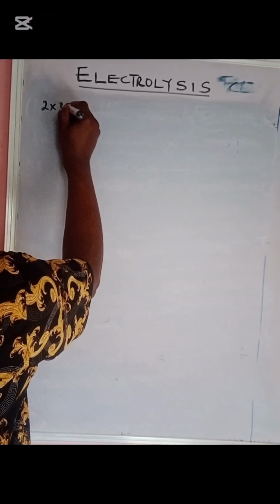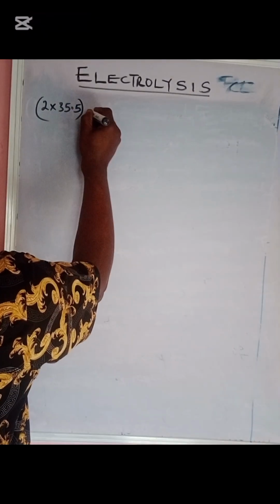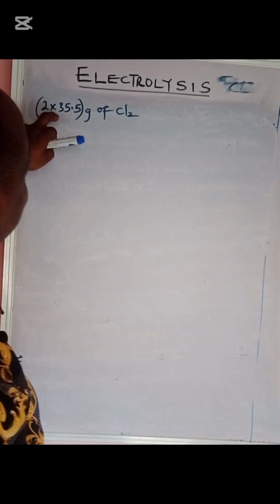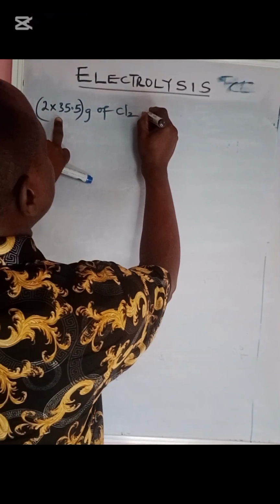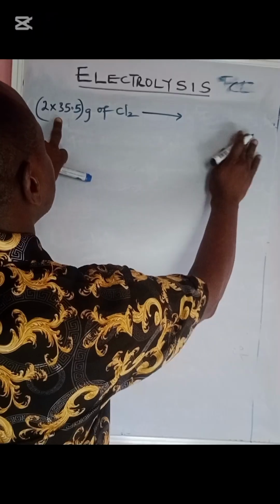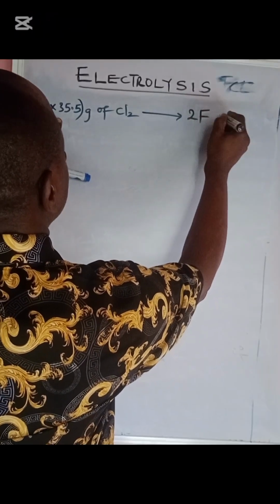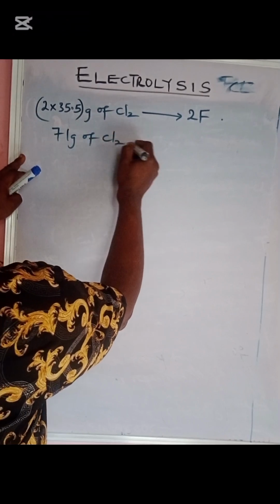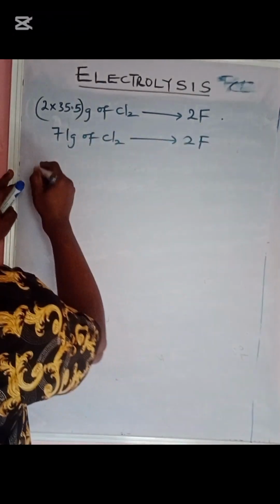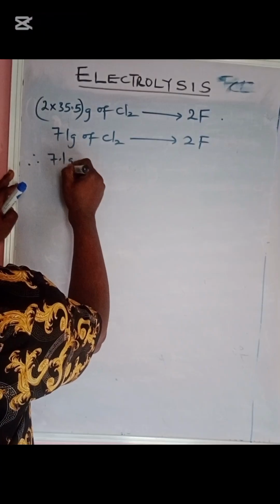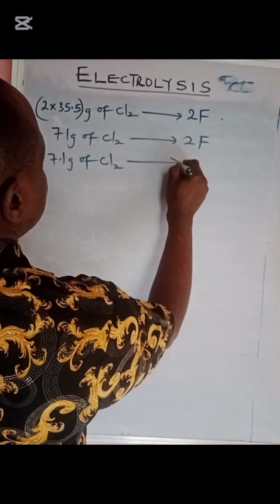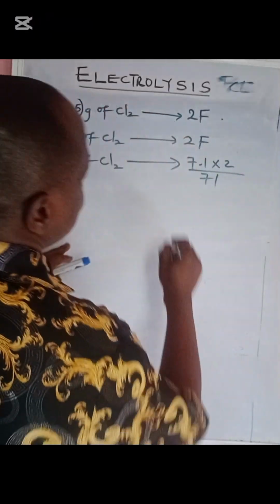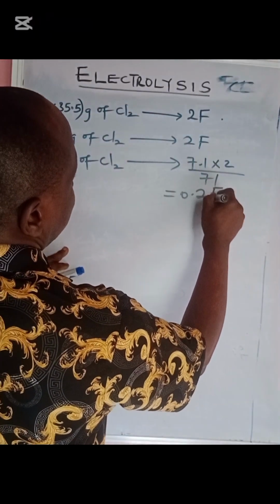2 times 35.5 gram of chlorine gas, this is the atomic mass of chlorine, is equal to 2 Faraday. So meaning 71 gram of chlorine gas requires 2 Faraday. Therefore, for 7.1 gram of chlorine, it will be 7.1 times 2 divided by 71. So it will be 0.2 Faraday.